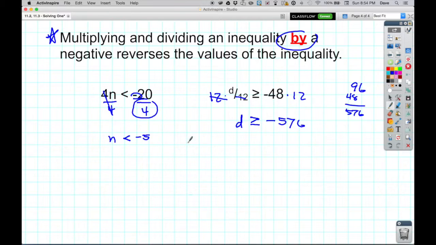Okay, so this is just something to be a little bit careful about because this does happen quite a bit, and you really have to stick to the exact wording of our rule here. All right, so that's a little bit about what we've discovered in class and just getting it down in our notes. Multiplying and dividing by a negative reverses values. So because of that, you have to reverse the symbols.